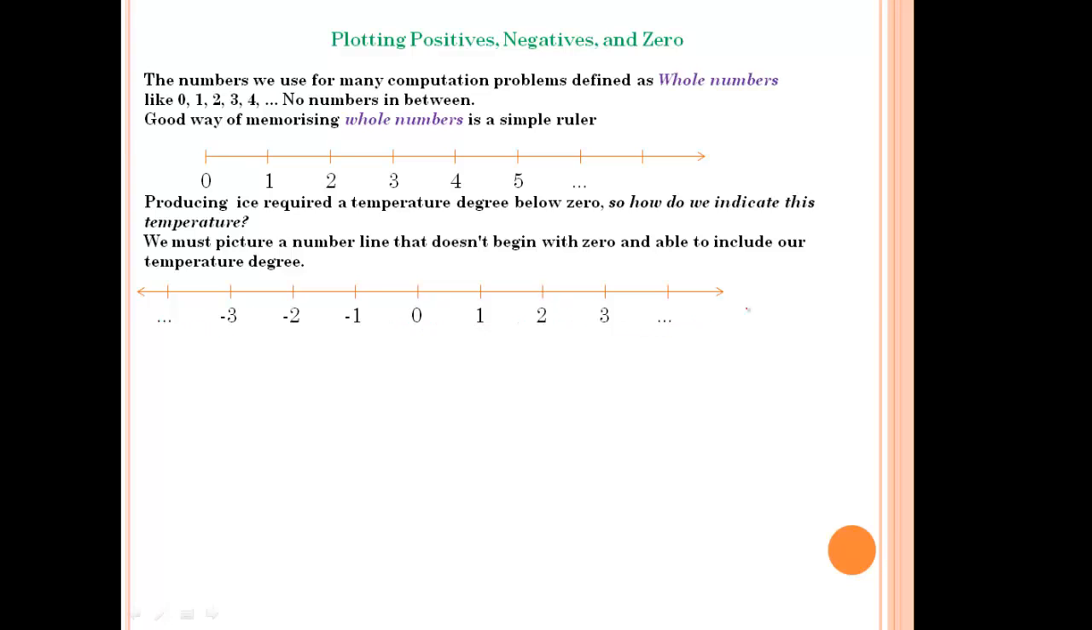And I have 3 dots here. These 3 dots show that the numbers continue forever. And forever is a mathematical term called infinity. And the symbol for infinity is the number 8 written horizontally.